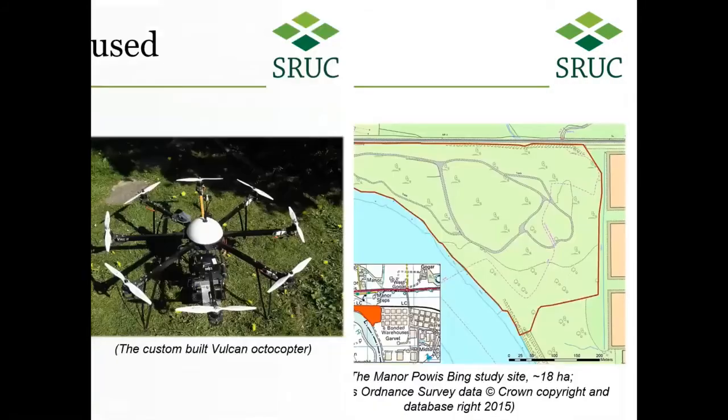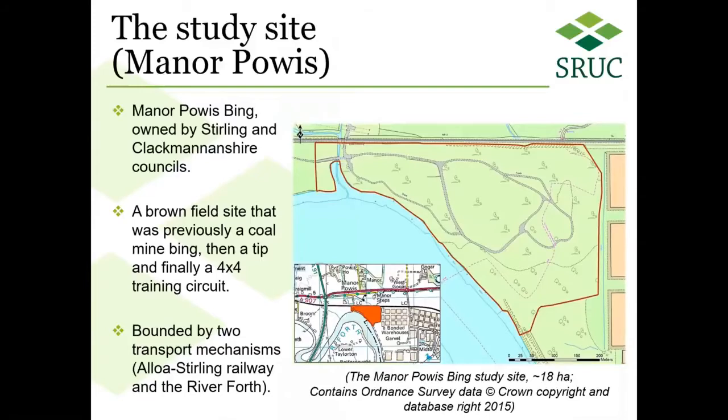This is the actual study site itself, a place called Manor Palace, which is basically halfway between Stirling and Clackmannanshire Council. A brownfield site, it was a coal mine, then it was a tip at some point, a municipal tip, which is probably how giant hogweed got in there in the first place.